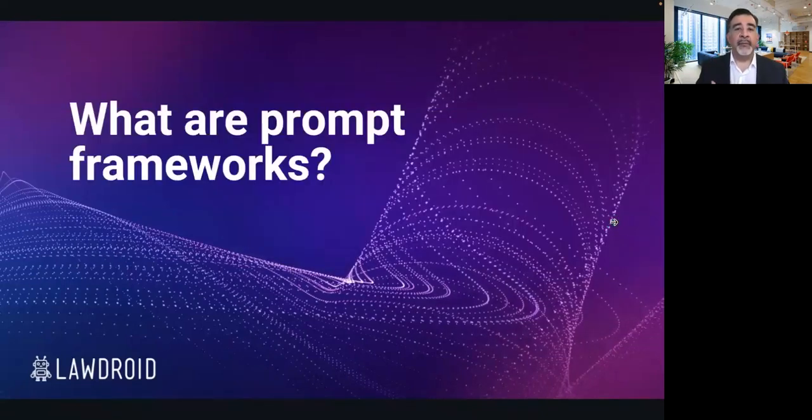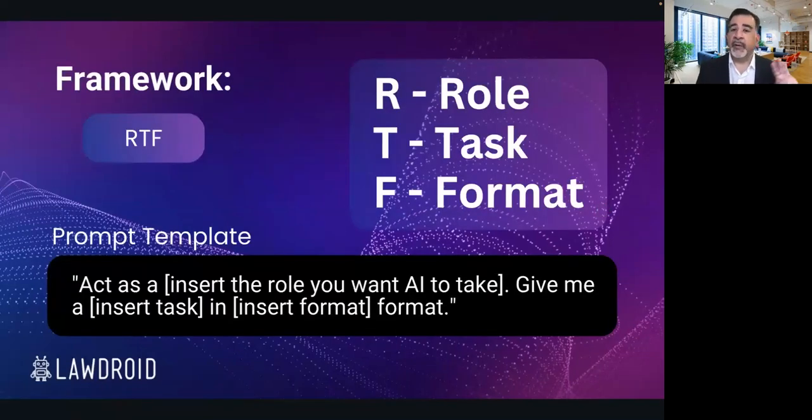So there are these things called prompt frameworks, and prompt frameworks are kind of like an approach. A good example is IRAC, right? Issue, rule, application, conclusion. We're all familiar with that. Well, a framework for prompting is kind of the same thing. Here's one. There's three I'm going to share with you. The first one is RTF. So RTF, you assign a role to the AI, you give it a specific task, and lastly, you give it a particular format.